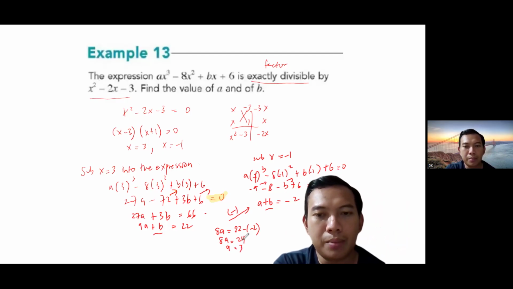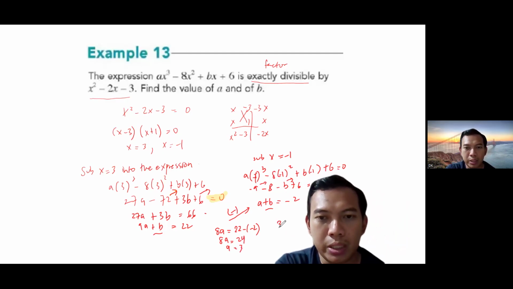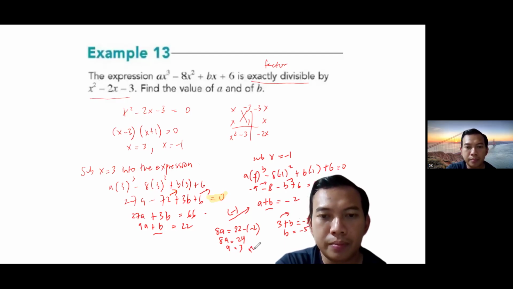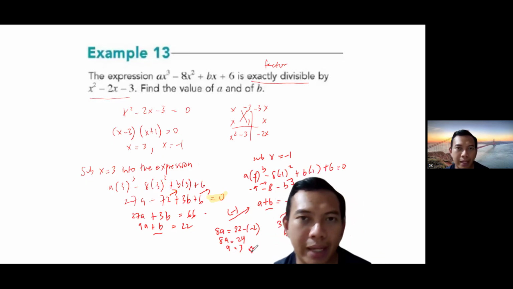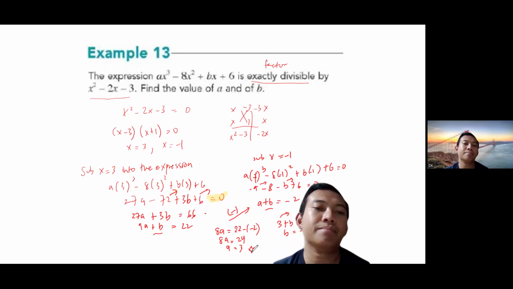Okay, so now find the b. So 3 plus b equals to minus 2. B equals to, bring over, minus. There we go. Okay, so find the value of a and of b. Okay, so that's how we get it.